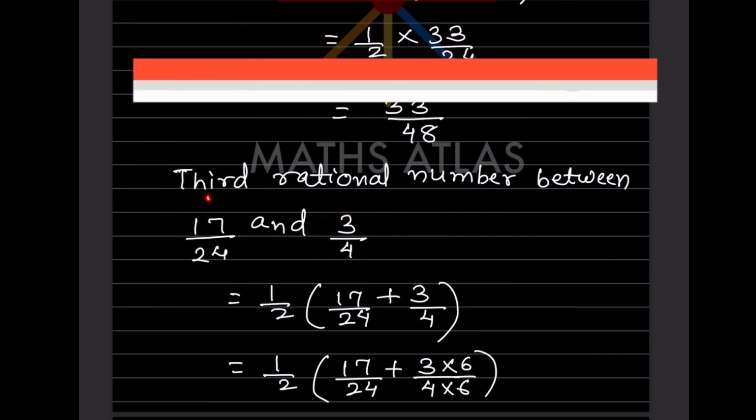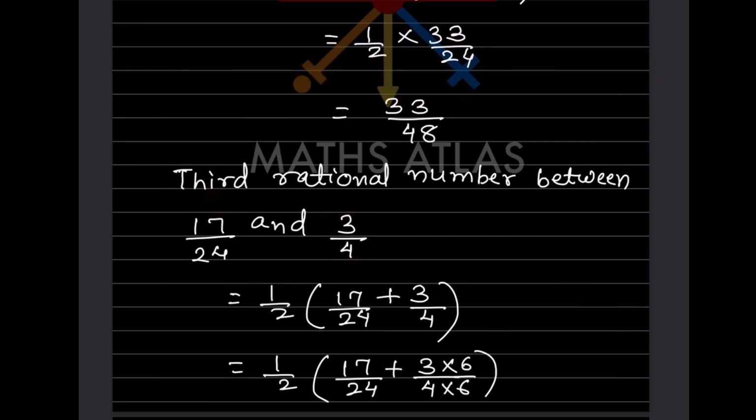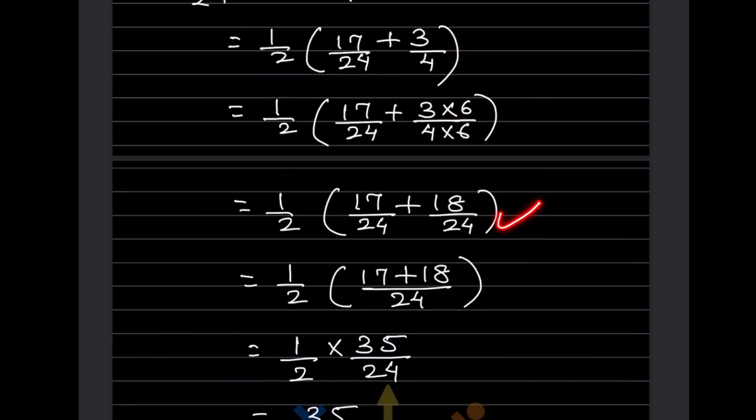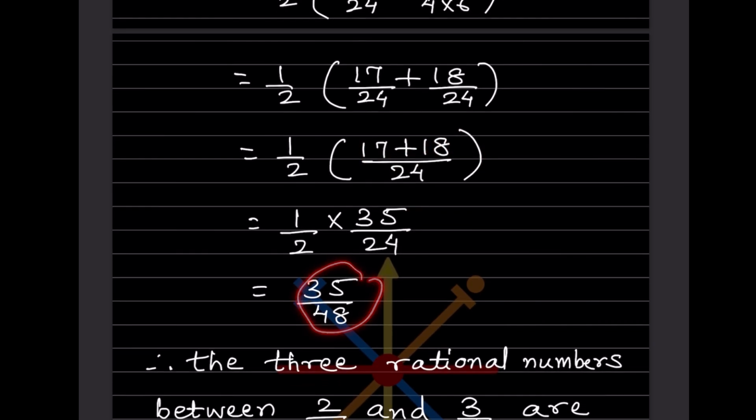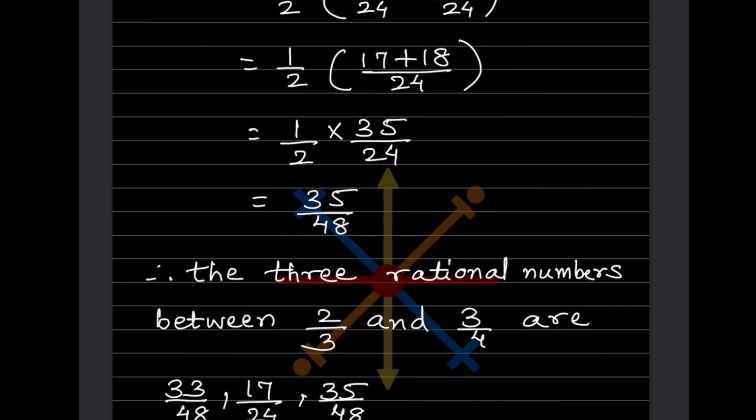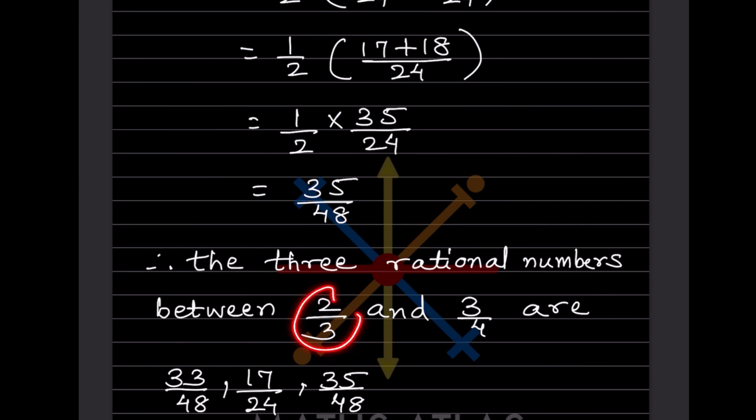Or you can also write here 3 by 4 and 17 by 24. So now what will you get here? This will be x and this will be y. Again here the LCM is going to be 24. So now look at the calculations over here. So now this is going to be 35 by 24, so that will be 35 by 48. So therefore the three rational numbers are going to be in between 2 by 3 and 3 by 4.